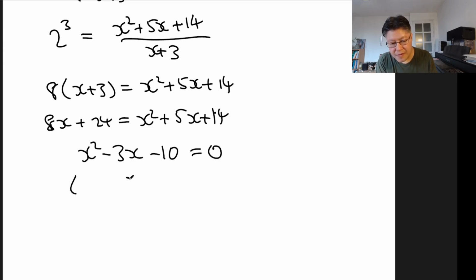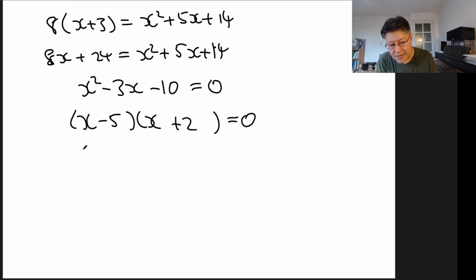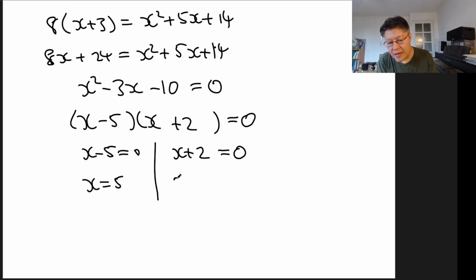So this is (x minus 5)(x plus 2) equals 0. And that gives us x minus 5 is 0 and x plus 2 is 0. So we have x equals 5 and x equals minus 2.